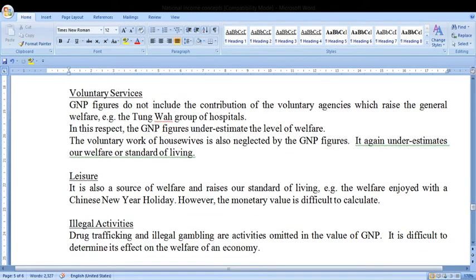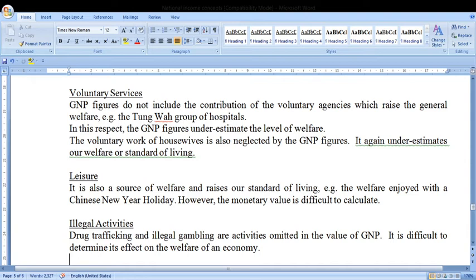Okay, leisure. It is also a source of welfare and raises our standard of living. Example, the welfare enjoyed with the Chinese New Year holiday. However, the monetary value is difficult to calculate. Of course, right?